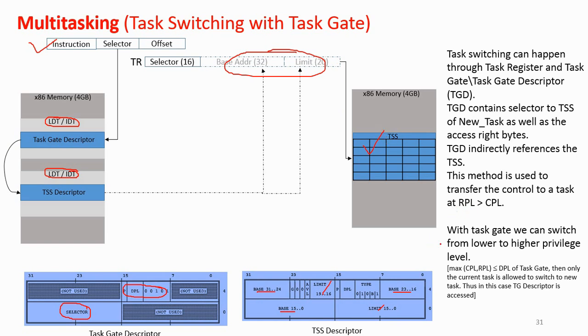So with the task gate we can switch from a lower to a higher privilege level. Here once again, if the maximum of CPL and RPL is less than the DPL of the task gate, only then is the current task allowed to switch to the new task. Thus in this case the task gate descriptor is used.